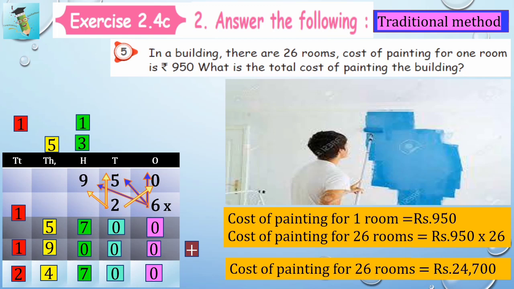Cost of painting for 26 rooms equal to rupees 24,700.